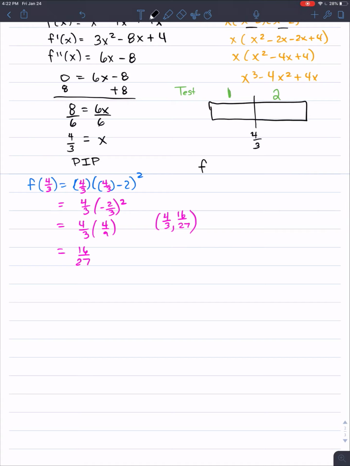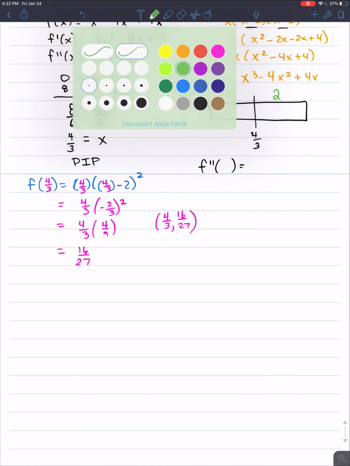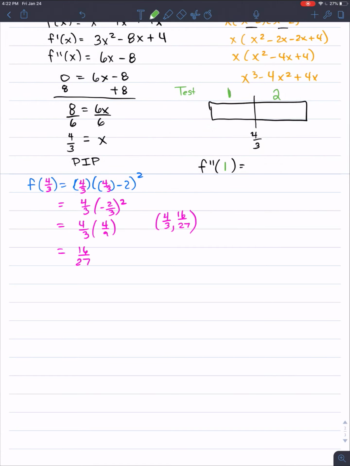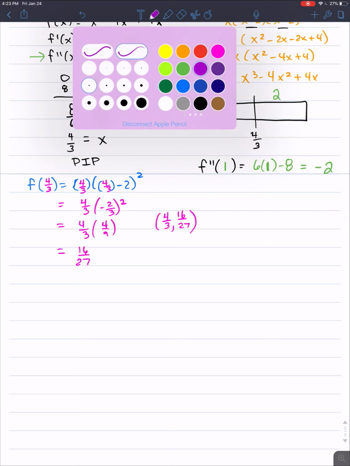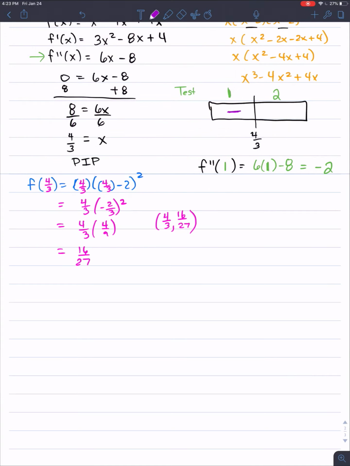So we're going to plug that back into the second derivative. Let's start here, and we're going to test it at 1. And our second derivative is 6x minus 8, and we're going to plug in 1. That is equal to negative 2. Remember, all we care about is is this value positive or negative? So we found out that it's negative. We're going to come up here in our table and make a note that it's negative.